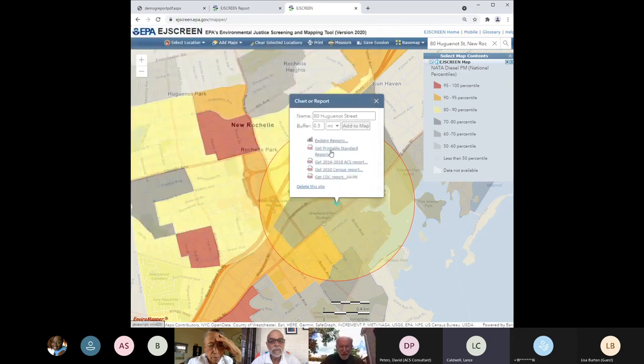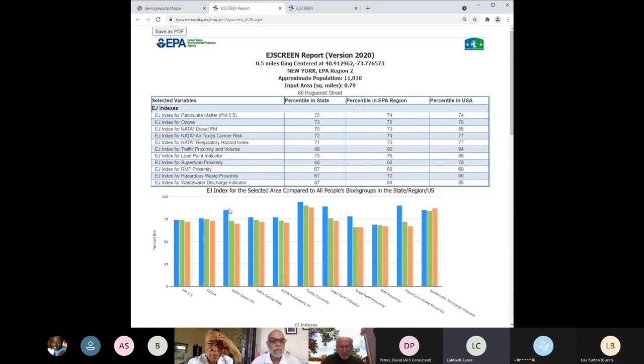To get a more full report, you can click this Get Printable Standard Report. And I knew that the internet would be bad, so I went ahead and did it earlier, so it's already ready.